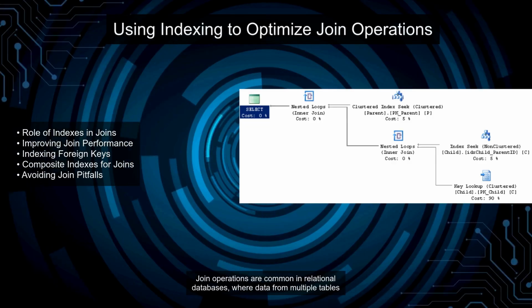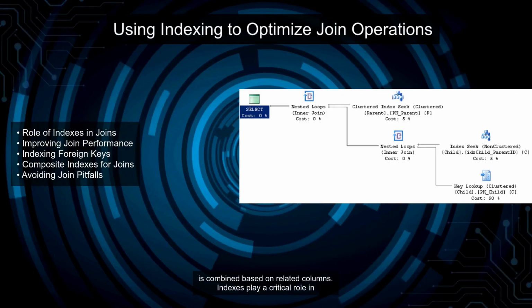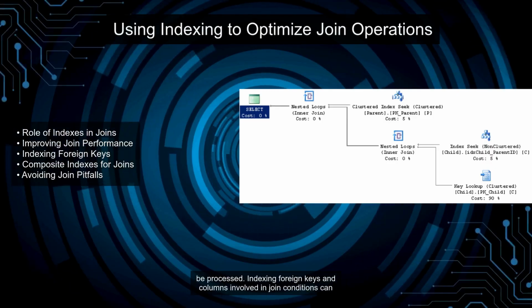Join operations are common in relational databases, where data from multiple tables is combined based on related columns. Indexes play a critical role in optimizing these operations by reducing the number of rows that need to be processed.